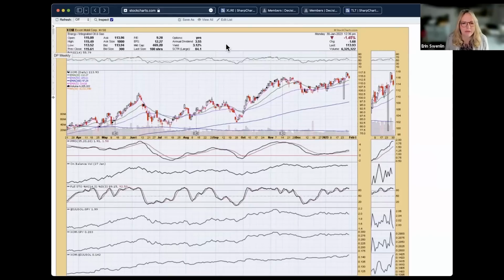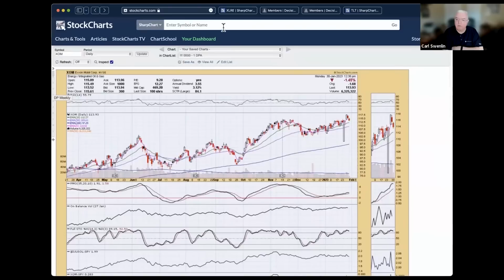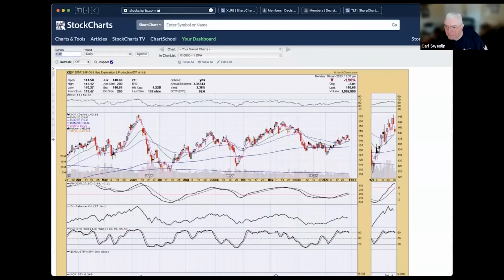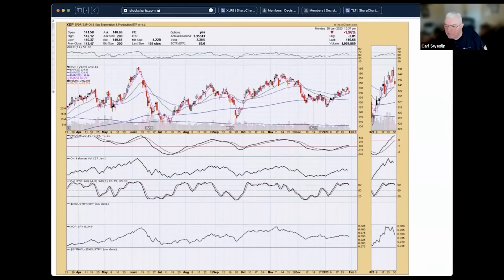So you want to see those StockCharts technical ranks above 70. It's also like the PMO rising. It gives you a better chance at success. So it's definitely a hold. Okay, the next one is XOP, and we have a question with that. Would you call current pattern as head and shoulders in formation?